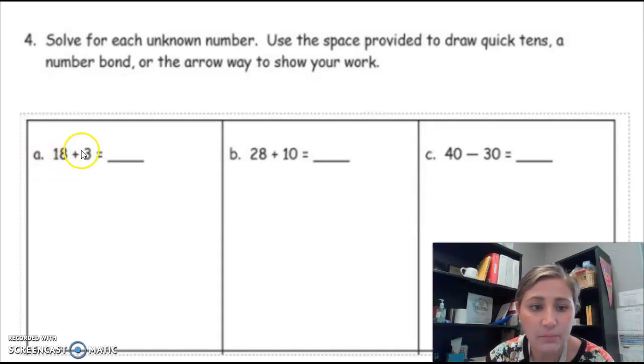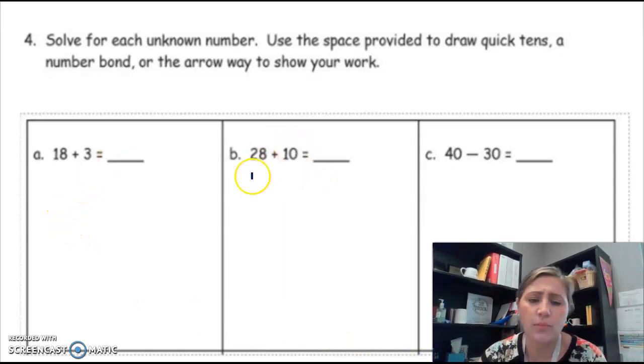Problem A says 18 plus 3. Problem B says 28 plus 10. And problem C says 40 minus 30. I'm going to show you a quick example about how to show your work, okay? So let's say I'm doing problem B.